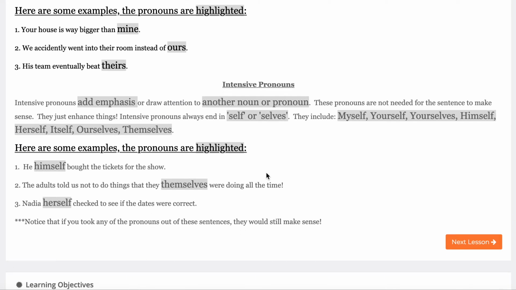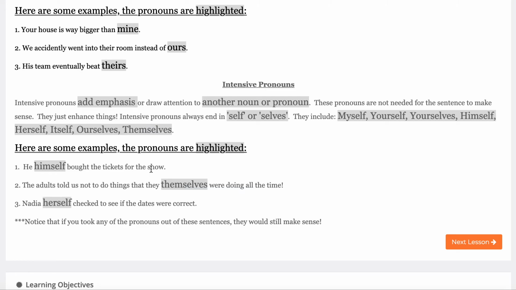And our last pronoun here that we're going to talk about today, there are more, but these are just the ones we're talking about today, is an intensive pronoun. Intensive. So intensive pronouns don't come up that often. They're not necessary. We add them here for emphasis. We don't have to have them, and the sentence would make perfect sense without them. So let's look at the examples. It says, he himself bought the tickets for the show. So if I took that himself out and I just said, he bought the tickets for the show, that would make perfect sense. So the himself was added in there to add extra emphasis on what he did.